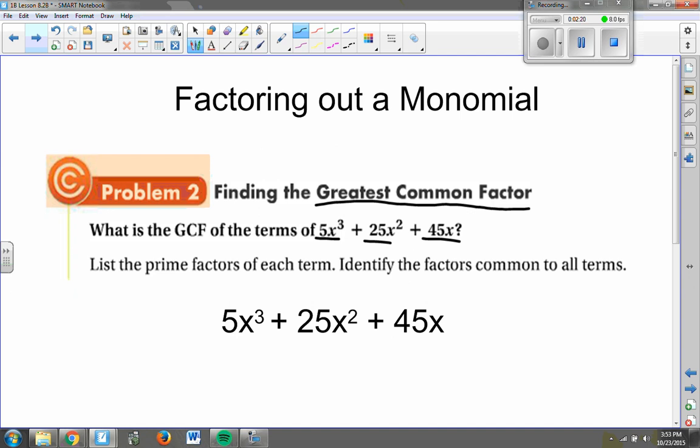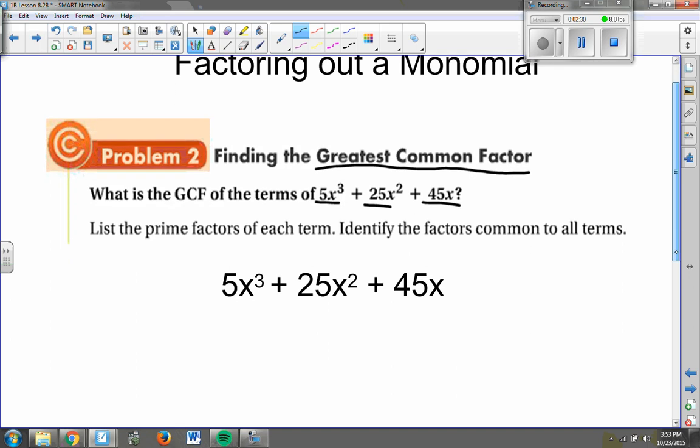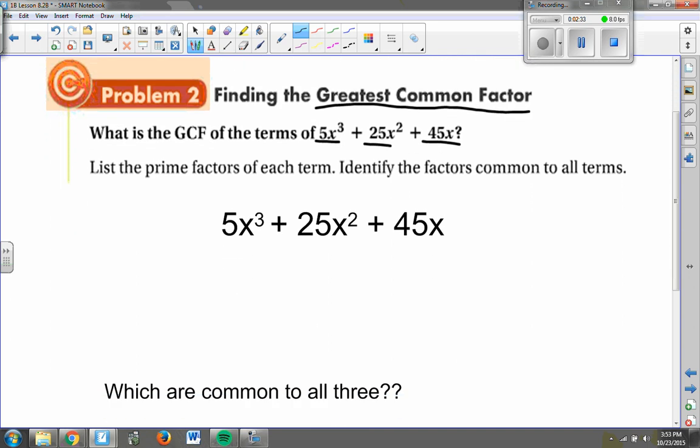Our first step to figure that out is to list all three of those terms as numbers multiplied together in a big, long string. All right. So, for example, 5 times x to the 3rd. Well, that is 5 times x times x times x, right? 3 x's, that's x to the 3rd. And we're timesing by 5. So 5 times x times x times x is 5x to the 3rd.